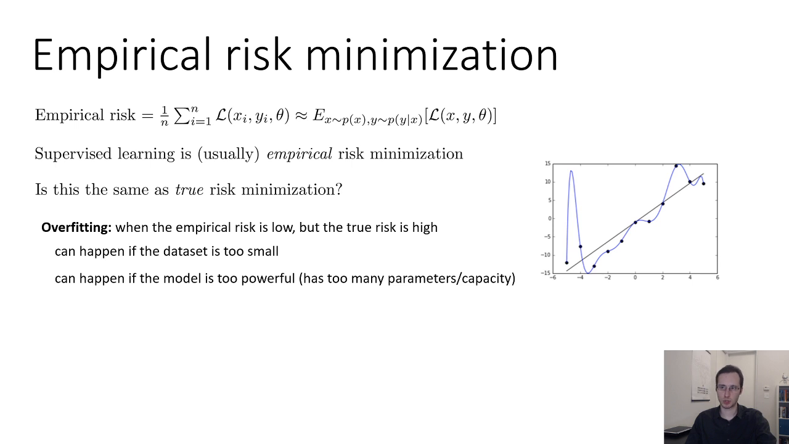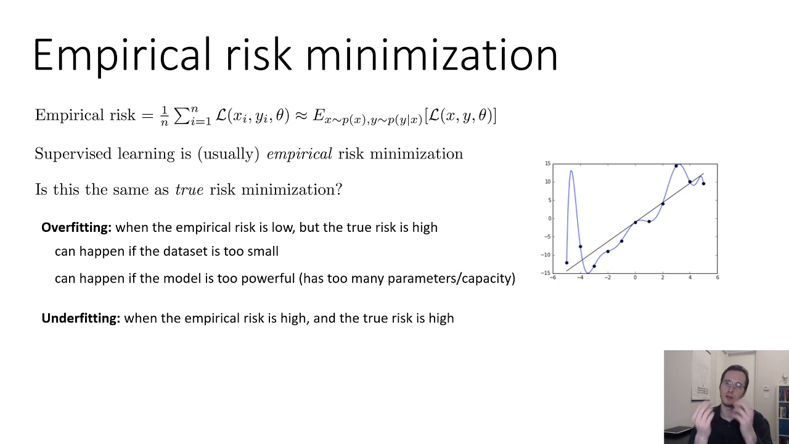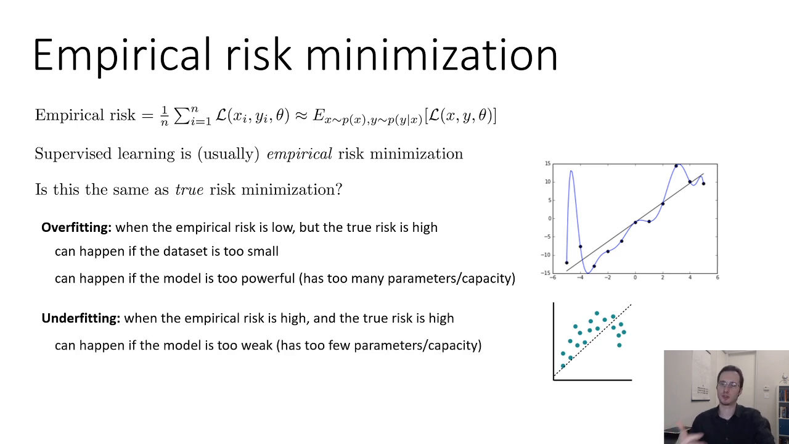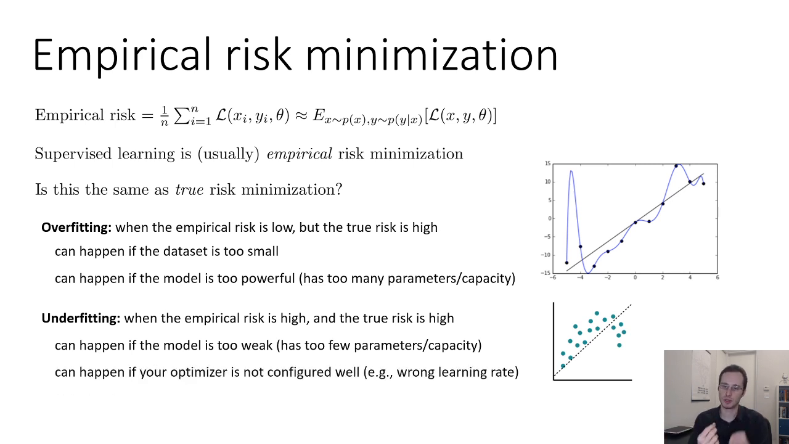Another situation that can get you in trouble is where the empirical risk does match the true risk, but you're getting what's called underfitting. Underfitting is when the empirical risk is high and the true risk is high. So here, for example, the true function maybe is a kind of a curve, but we chose to fit a line to it, and the line is just not a good fit to that curve. So this can happen if the model is too weak, it has too few parameters, or too little capacity. In deep learning, this can also happen if your model is just fine, but your optimizer is not configured well. Maybe you used a really bad learning rate, or you chose a really bad optimization algorithm. That can also result in underfitting.